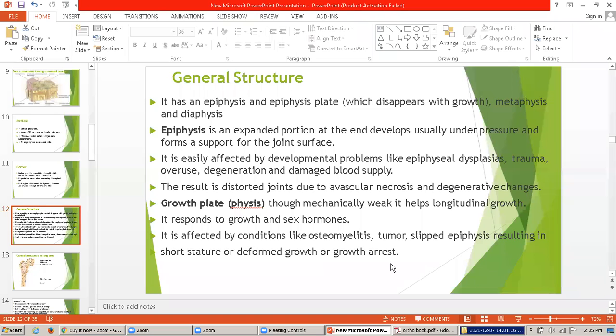So the growth plate helps longitudinal growth, responds to growth and sex hormones, and is affected by conditions that are osteomyelitis, tumor, slipped epiphysis, resulting in short stature or deformed growth. So this is about the growth plate and the epiphysis.